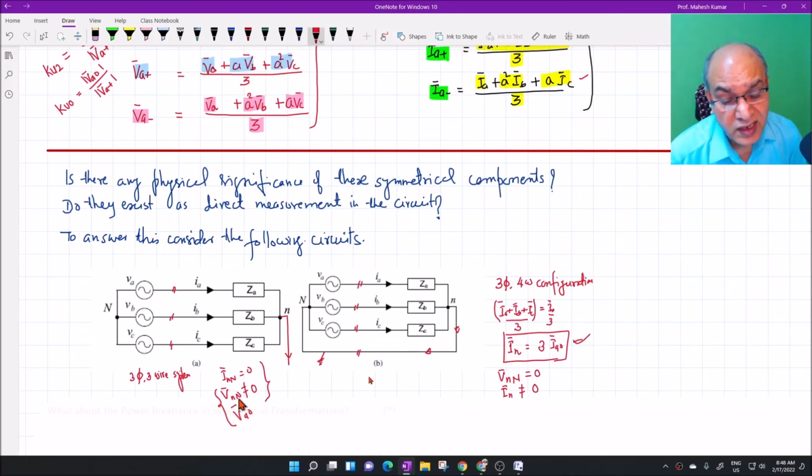It is equal to VNN under some conditions. The condition is that for a three-phase balanced load, if the load is perfectly balanced, that is ZA equal to ZB equal to ZC, only in that case we can say that VA0 equals VNN.